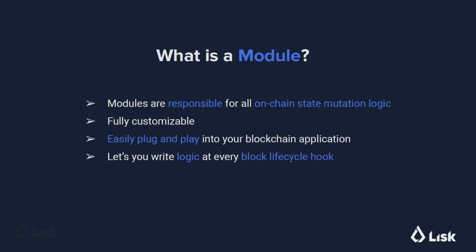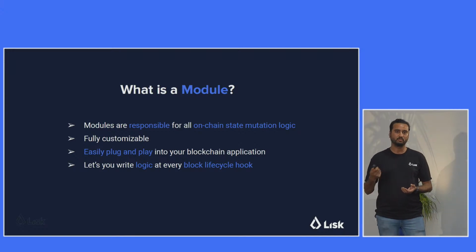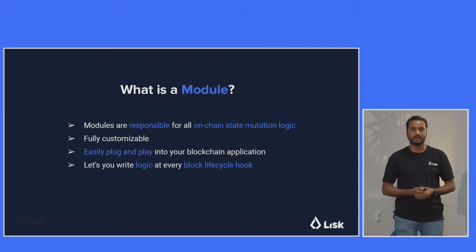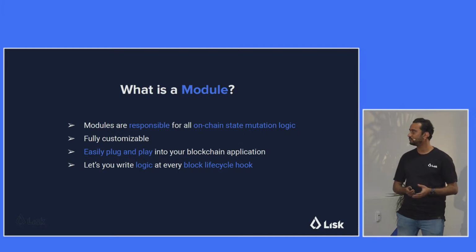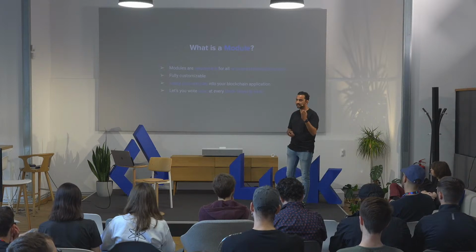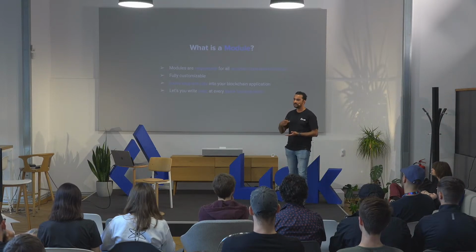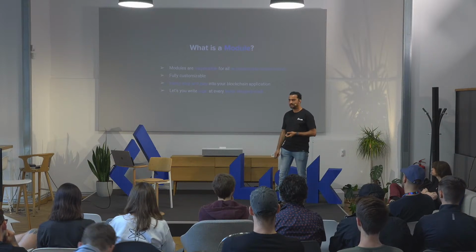So talking a bit about modules. As I mentioned, modules are responsible for on-chain state mutation logic. It's fully customizable. We also have some default modules, and you can take inspiration from those, and also write your own custom module. You can also extend an existing module, give it another module ID, and reuse it as well. So it's easy to plug and play in this type of blockchain architecture. Also, you can write logic at every block lifecycle hook using modules. For example, you have begin block or after block execution, before transaction execution, after transaction execution, etc.